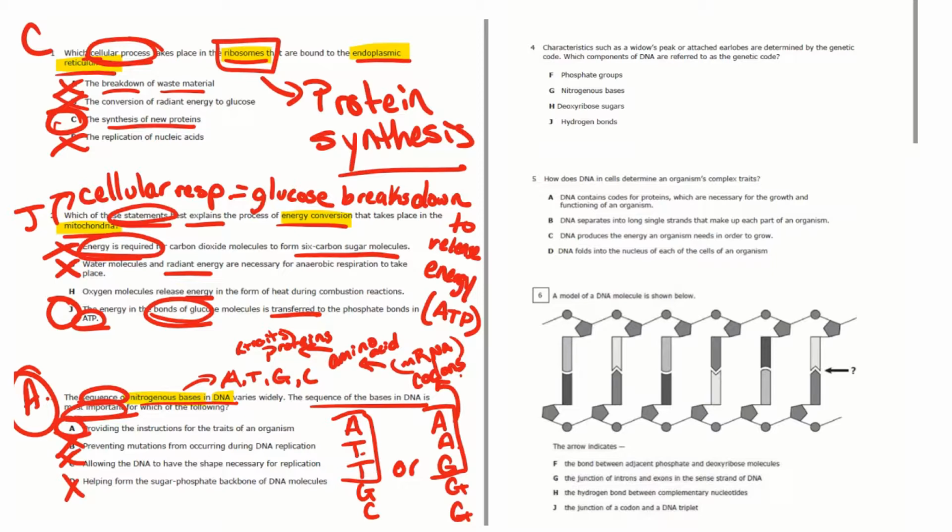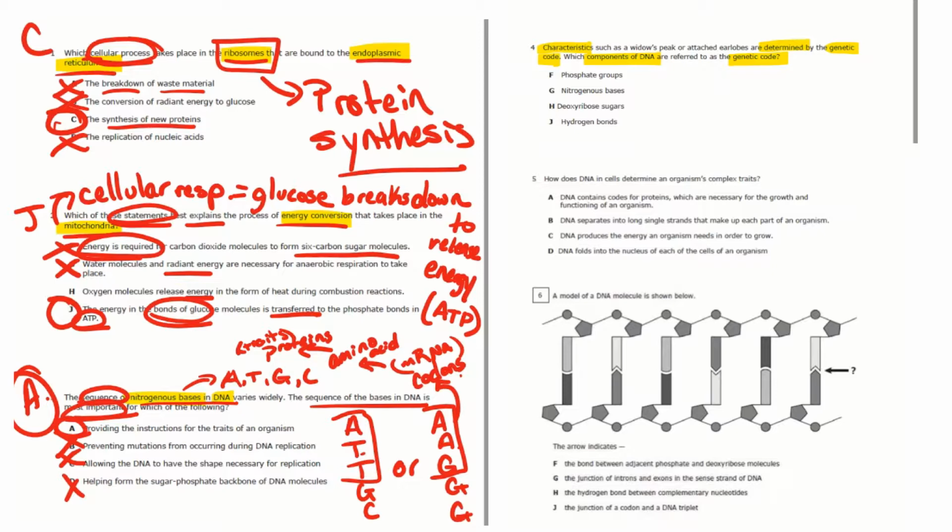Number 4, characteristics such as widow's peak or attached earlobes are determined by the genetic code. Which components of DNA are referred to as the genetic code? So think about it. They're talking about characteristics. They're saying that these characteristics are determined by genetic code, and they want to know what are the components of DNA that are actually going to be referred to as genetic code.